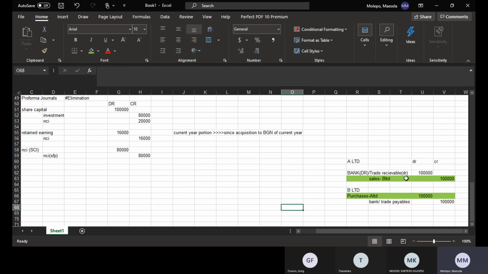So when you eliminate, you're going to do the inverse. You do the inverse of this. This one, since it was on the credit, now it's going to go to the debit. And since this was on the debit, now it's going to go into the credit. So the purchases, when they go into the credit, will reflect as a cost of sale.